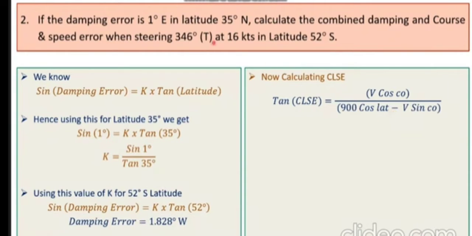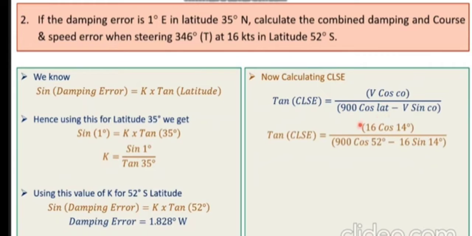Now in this case, the course is given as 346 degrees true, which is a northwesterly course. So we have a westerly component telling us that we will have a negative sign here in the denominator in the CLSE formula.